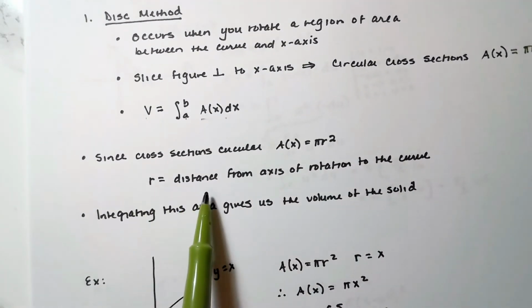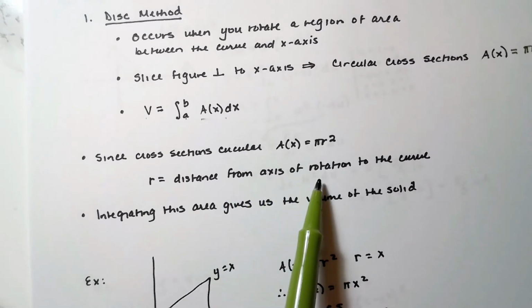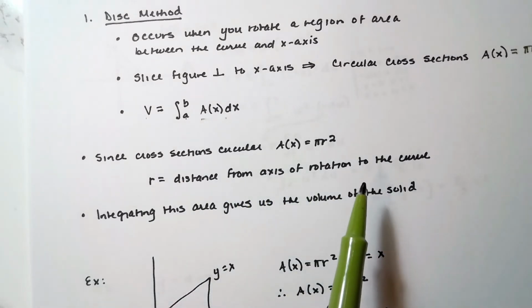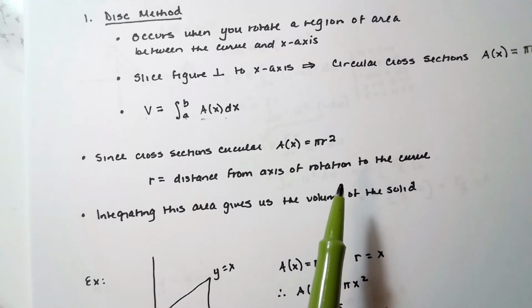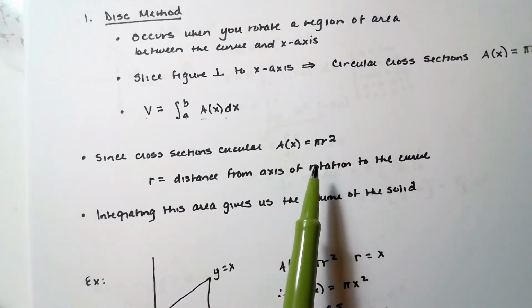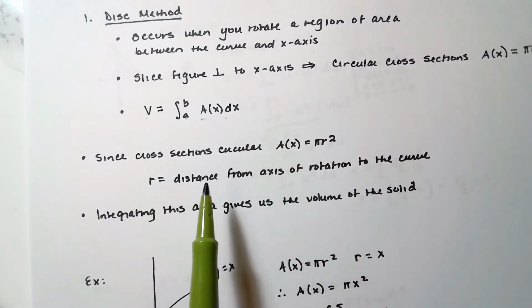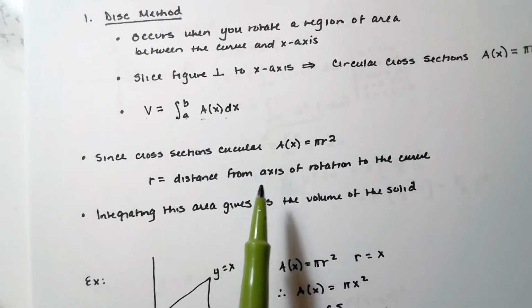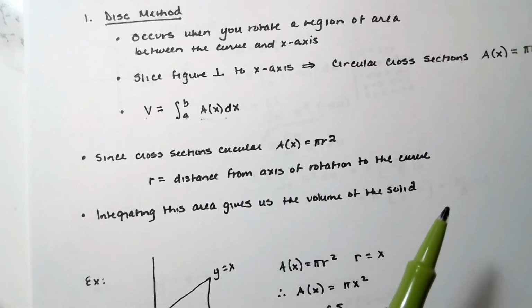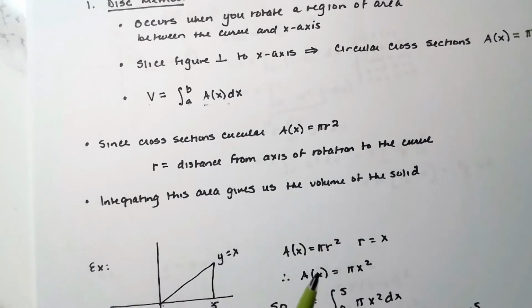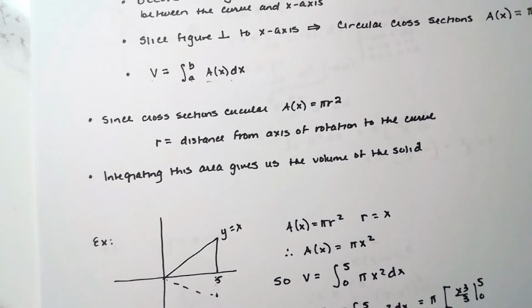r is always the distance from the axis of rotation to the curve. Later on, we're going to start spinning around the y-axis, so things are going to change, but the radius is always the distance from the axis of rotation to the curve, always. And again, if we integrate this area, we're going to get the volume of the solid.